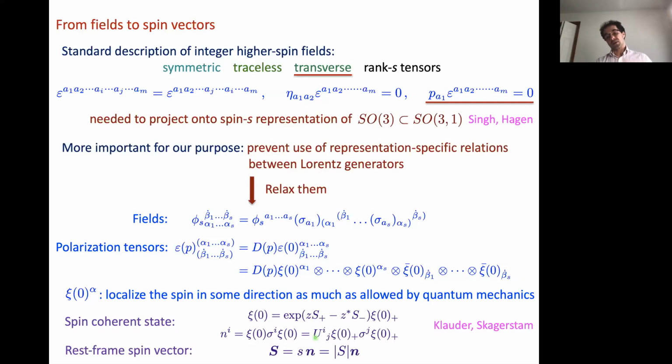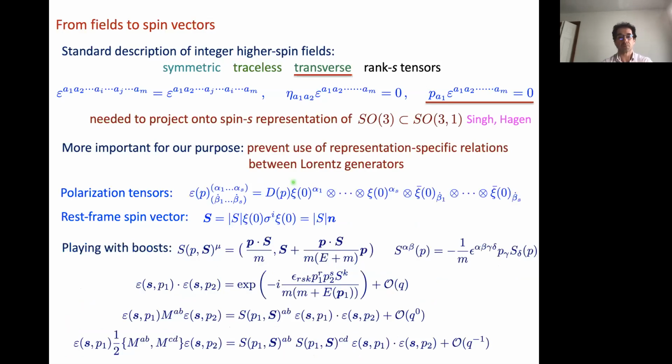Again, this S is the largest spin. The largest spin that appears inside this field is S, but in principle, there are representations of the little group that go S-1, S-2, all the way down to 0. And in the original formulation, the last relation was used to project them all out.